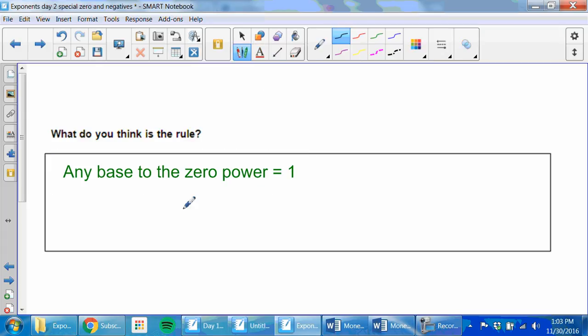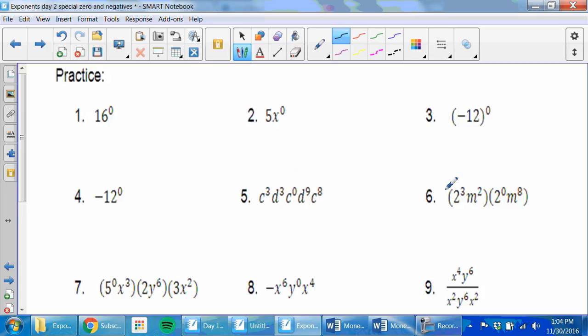Okay? So I'm going to write one down here, like c to the 0 power equals 1. 25 to the 0 power equals 1. Anything to the 0 power equals 1. Okay? Let's do some practice ones. Go ahead, pause it here on your video and try to complete these 9. Then you can resume and watch me go through the answers.